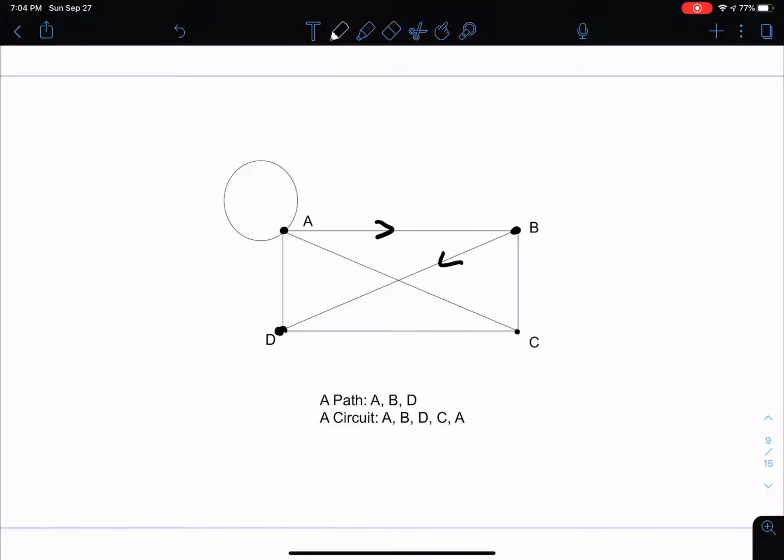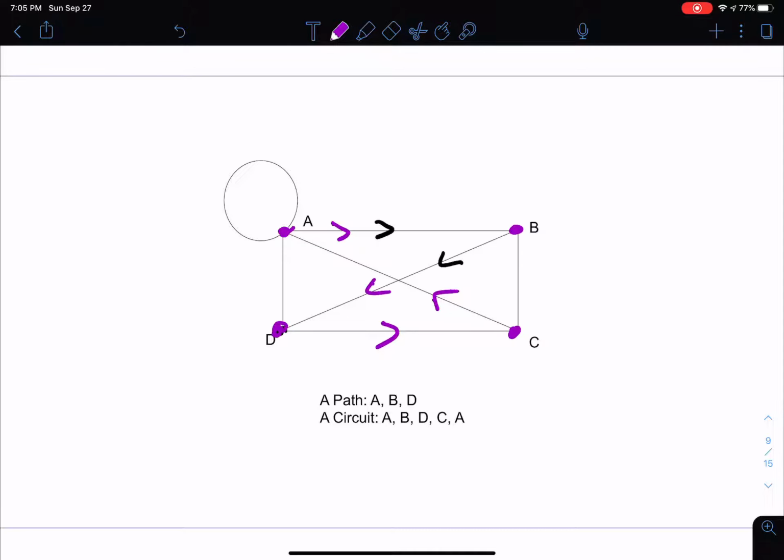I also did a circuit. Let me switch colors maybe. I went from A to B. Then I went from B to D. Then I went from D to C. And then went from C back to A. And that's a circuit, and that's how we would denote them. We would use the names of the vertices, list the vertices in the order that we visit them, put little commas in between as we're listing them, and then on the graph, we would draw the little arrows to show which directions we were going.